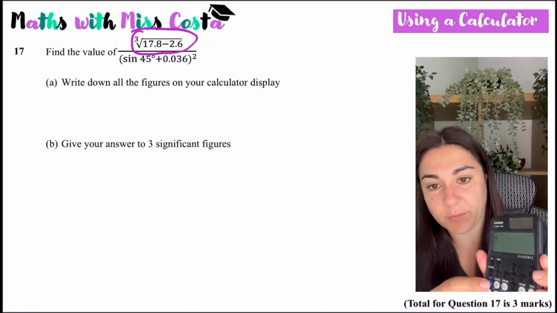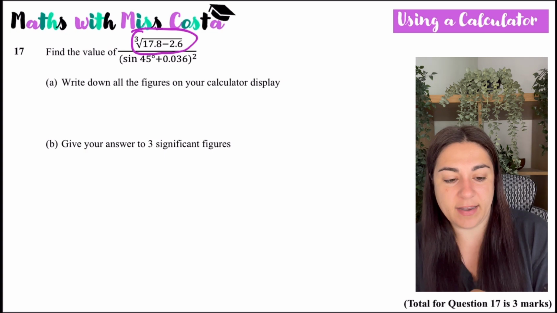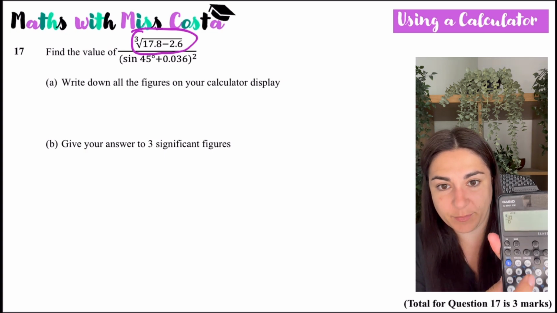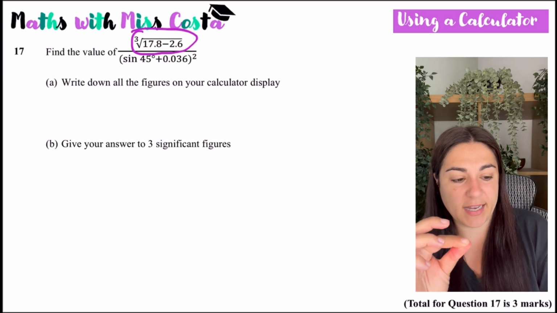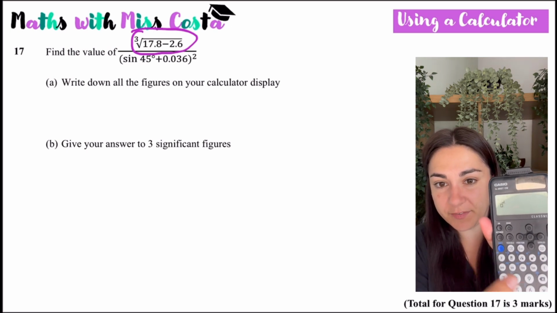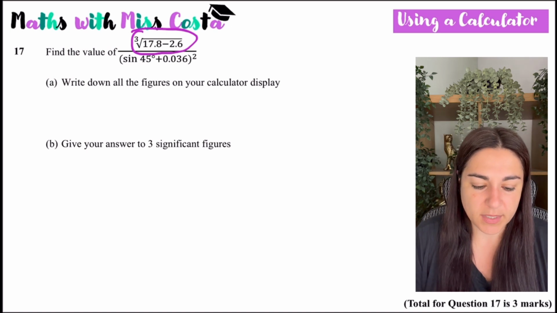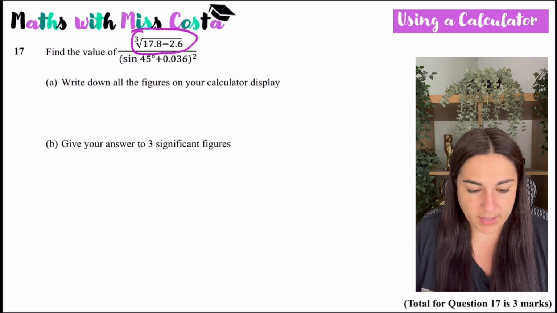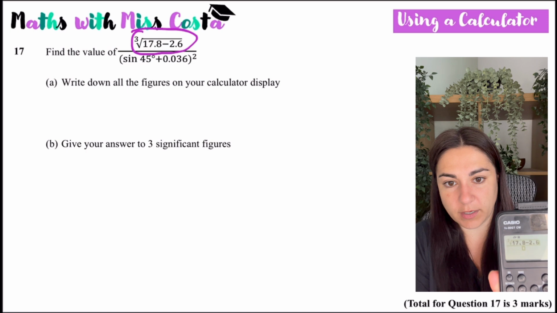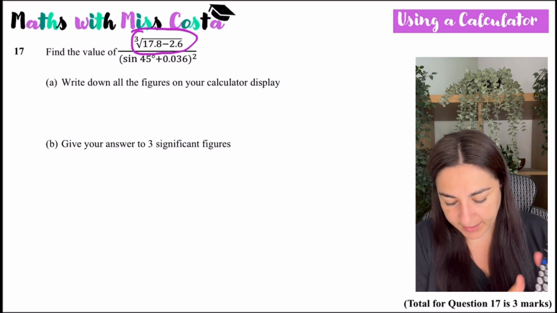If you don't know how to do it, you press shift, and then you see where the square root button is here, and you press that number there. So the shift lets you, I don't know how it is on your calculator, but over here, all the little blue things, if you press shift, you get to access them. So you write the cubed root and you type that in. So you write 17.8 take away 2.6. So that's what your calculator display should look like.